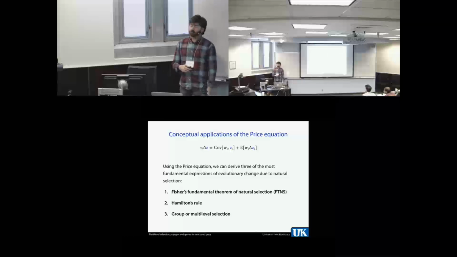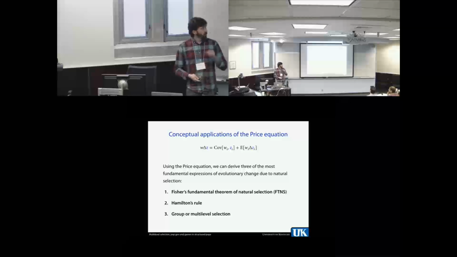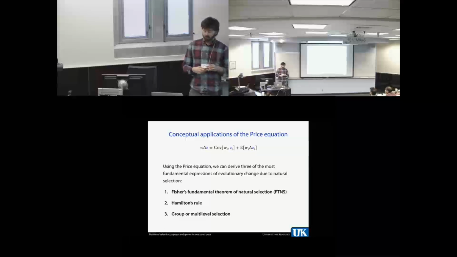We'll extract Hamilton's rule from the Price equation, this effect of cooperation when you're interacting with some individuals who are relatives and some who are not. And then we'll look at how we can use it to understand multi-level selection.